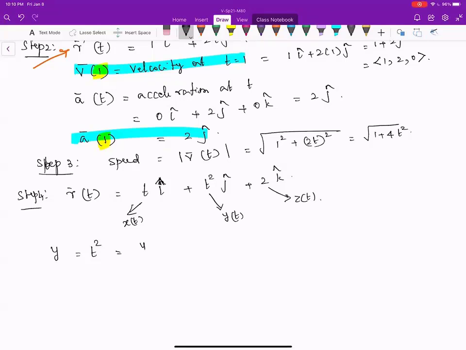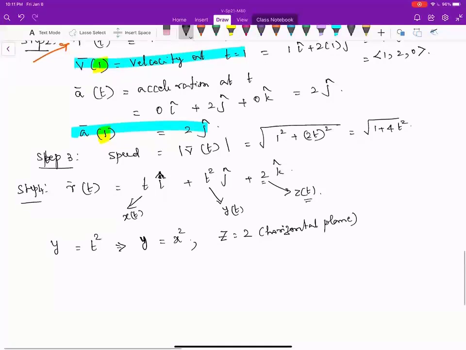But what is y equal to t squared in terms of x? T equal to x, so y equal to x squared, right? Y equal to x squared is an open upward parabola. But though it is an open upward parabola, z equal to 2. So if you notice the z coordinate, it's equal to 2. Z equal to 2 is a horizontal plane, right? So we are looking at the open upward parabola in the plane z equal to 2.